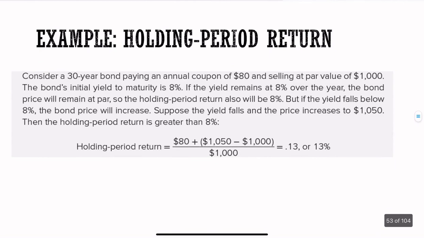Okay, now let's use examples to understand these two kinds of risks. So let's say you're having a 30-year bond, right?